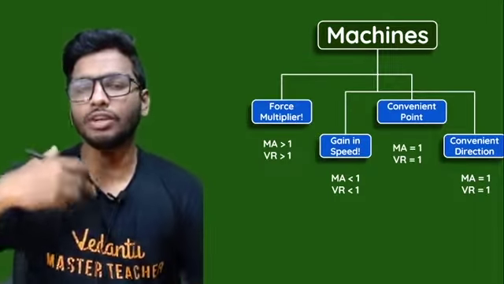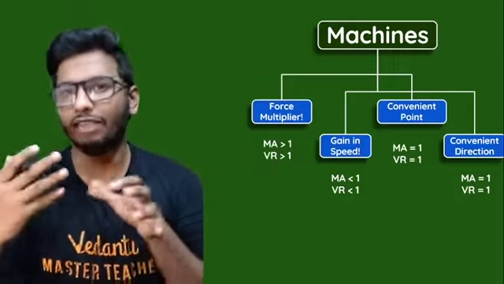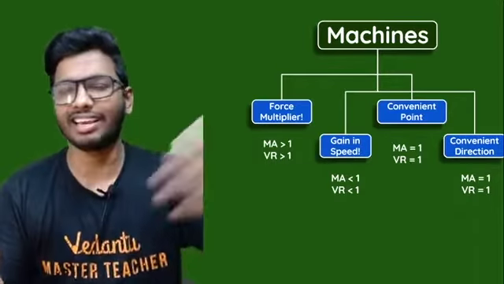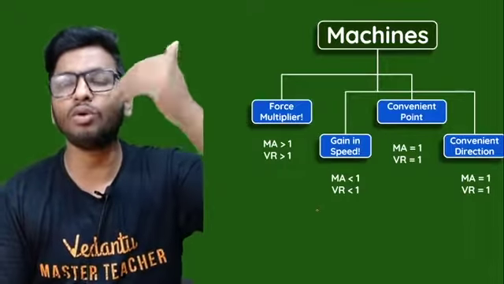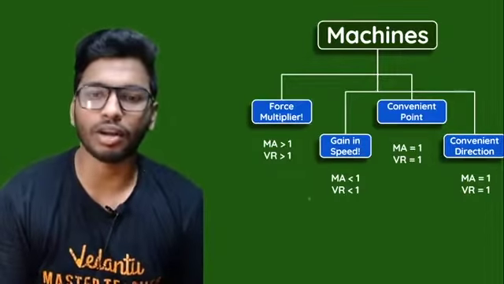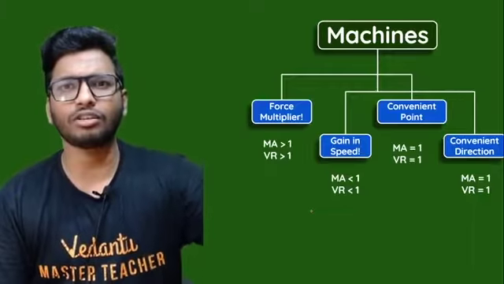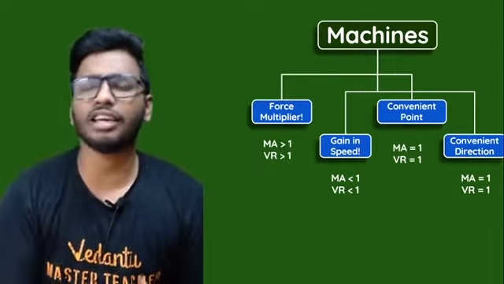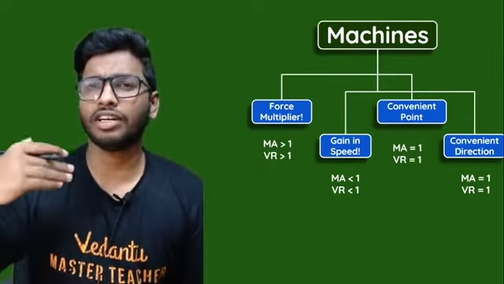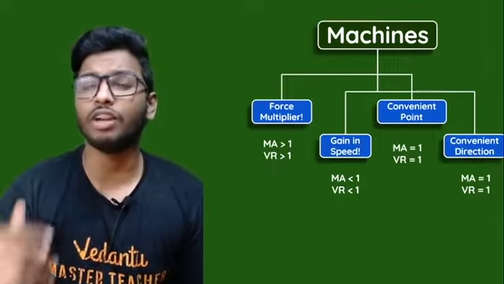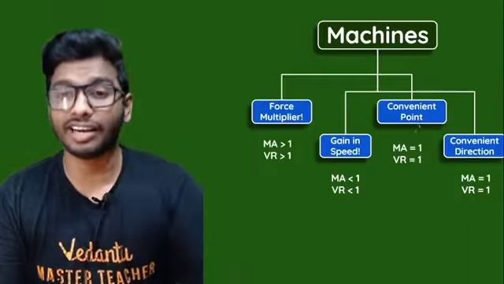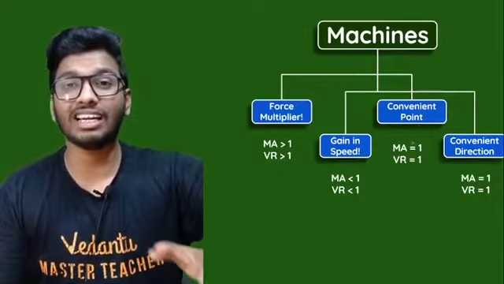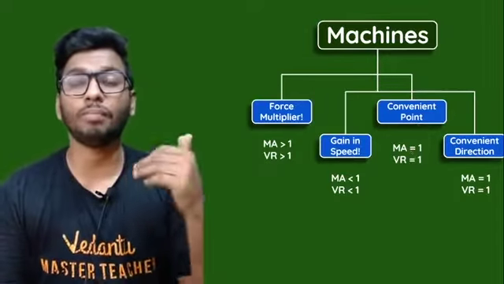For a machine, if it's a force multiplier, like in the case of a jack, the mechanical advantage will be greater than 1, and the velocity ratio would also be greater than 1. If you talk about gaining in speed, like in the case of gears or scissors, the mechanical advantage would be lesser than 1, and the velocity ratio would also be lesser than 1. If we talk about convenient point and convenient direction, in both the cases the mechanical advantage and the velocity ratio would be equal to 1.